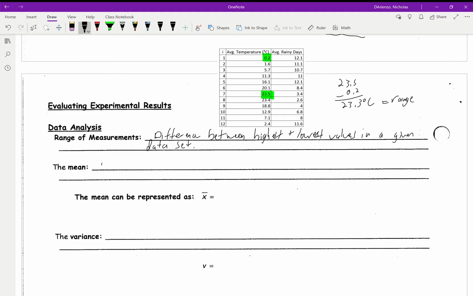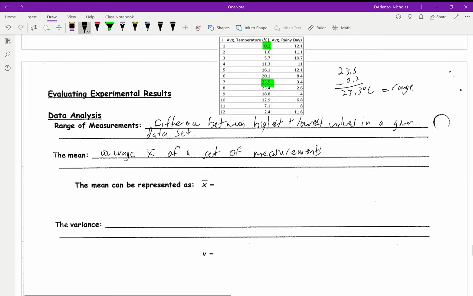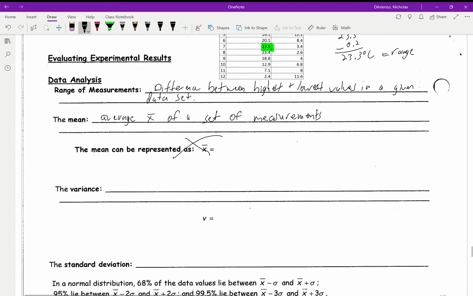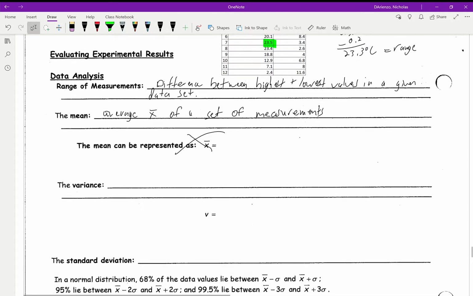The mean is known as the average value of a set of measurements. This can be represented with a somewhat complicated equation, which I'm not going to get into right now because we don't really use this in physics, so I'm not going to include this part here. The variance, which we won't really use too much either, but I want to give this to you here so you have it.